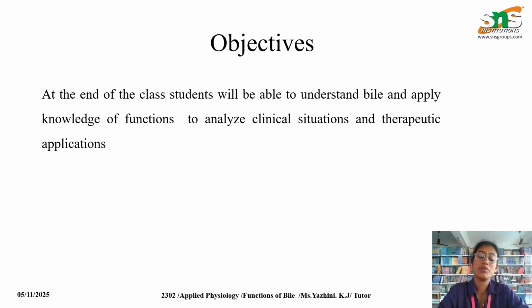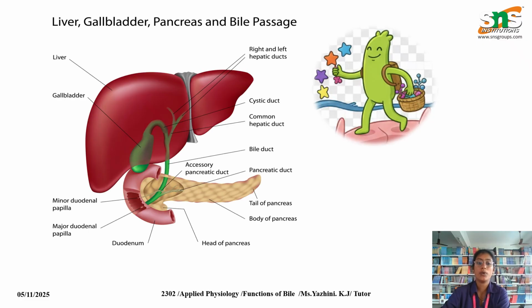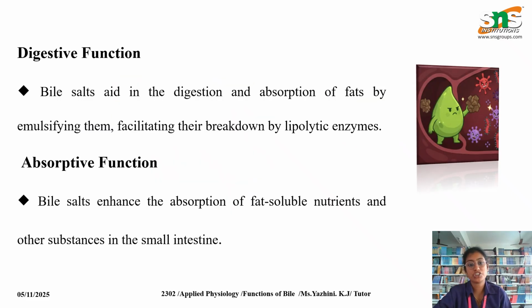At the end of the class, students will be able to understand the functions of bile and apply them in clinical situations. This is where the liver, the gallbladder and the intestine are situated, and how the bile is passing through. The primary digestive function is emulsification. The large fat globules are broken into tiny droplets by the bile salts, increasing the surface area for pancreatic lipase to act. This forms micelles that carry the fatty acids and glycerides to the intestinal walls for absorption.